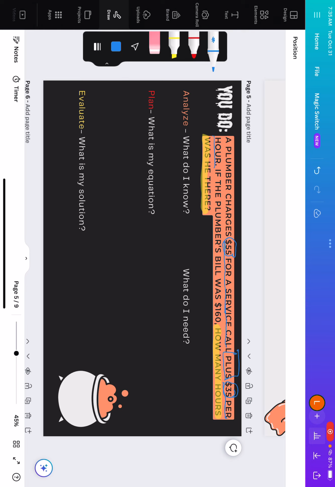So you're gonna go ahead and finish solving that out. Okay, so list out what you know. Okay, I helped you text code it. Okay, we forgot the plumber's bill was 160. Okay, and then what is your equation? Solve out your equation. And then of course for evaluate is what is my solution. You're solving out your solution. Okay, so go ahead and pause your video, finish that one off.